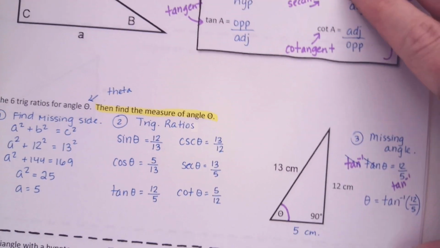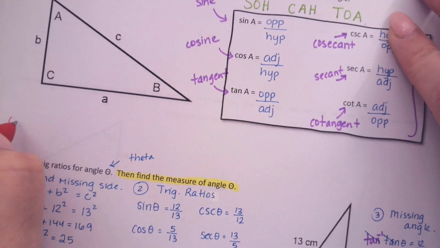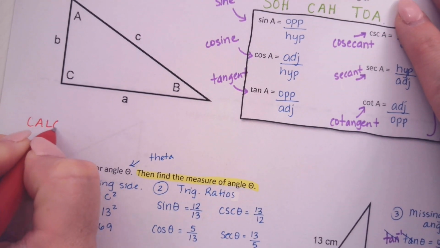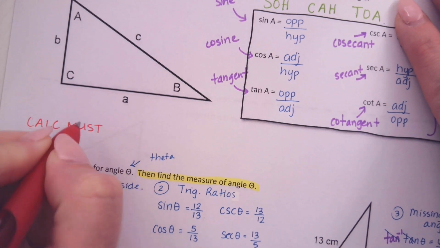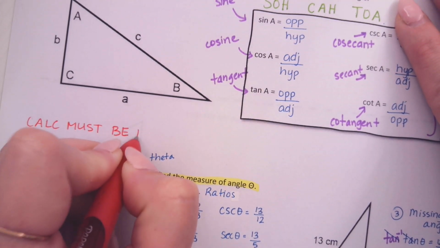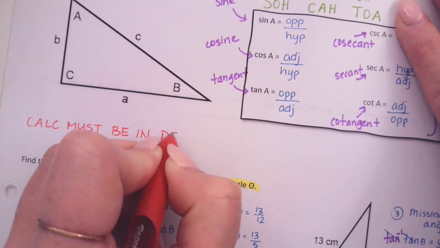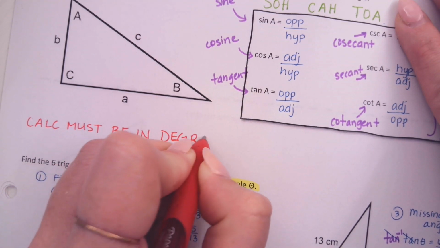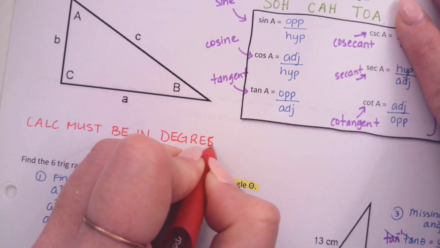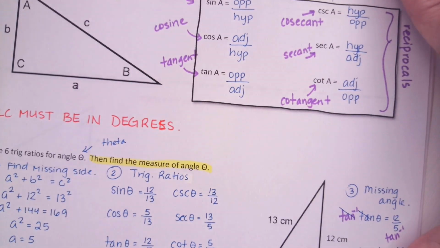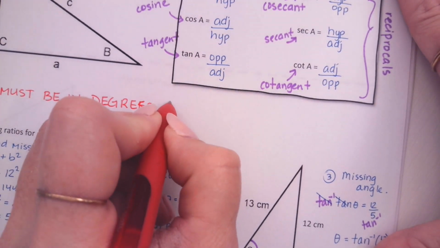I'm going to write that here in big red letters. Calc must be in degrees. So how we do that is we're going to press the mode button on our calculator.